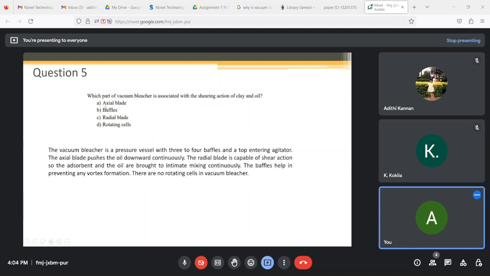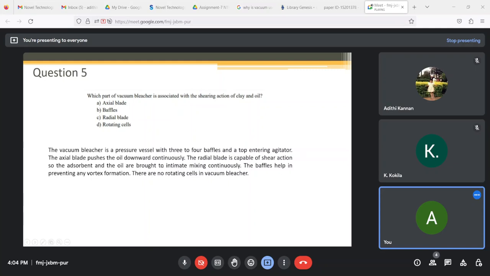You have an axial blade and you have a radial blade. What the axial blade does is push the oil downwards continuously. So you'll feed the oil seeds and everything at the top of your vacuum bleacher, and it will slowly come down and you can collect the oil at the bottom. So in order to push the oil downwards, you need an axial blade. That is, the movement will be axial or parallel to the agitator shaft.